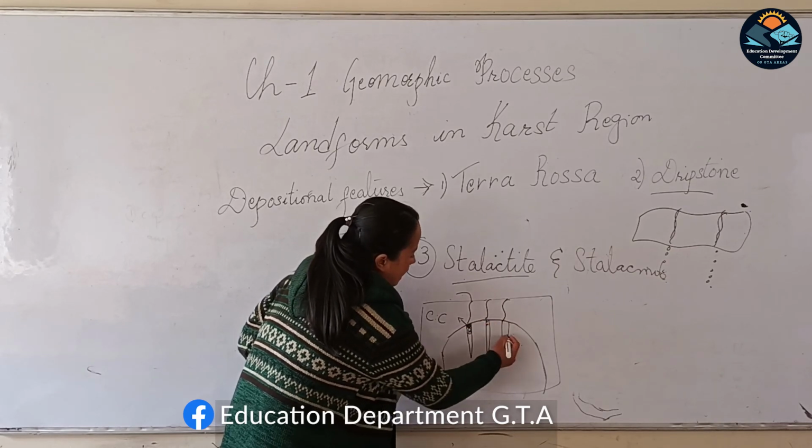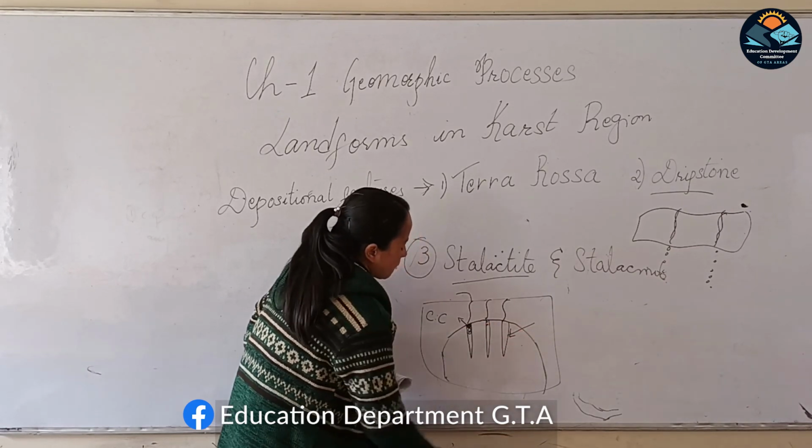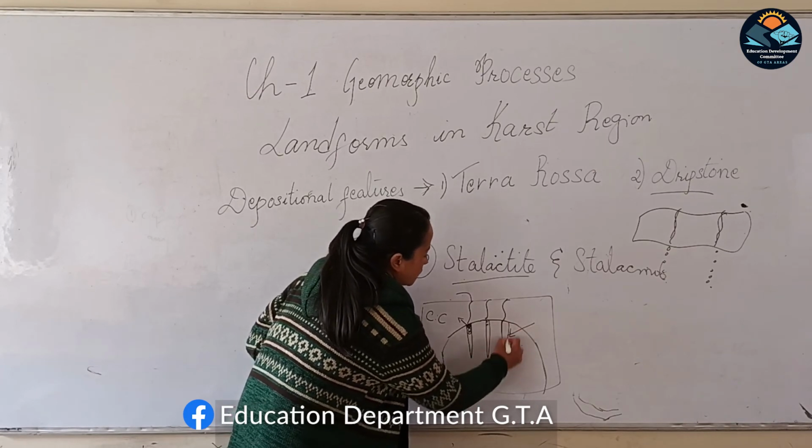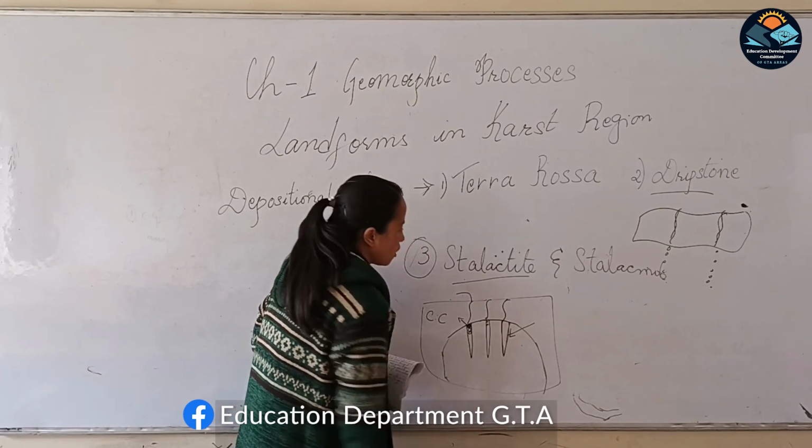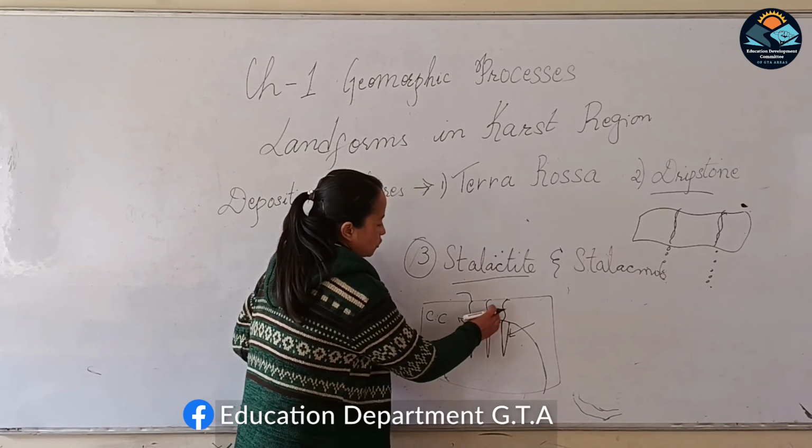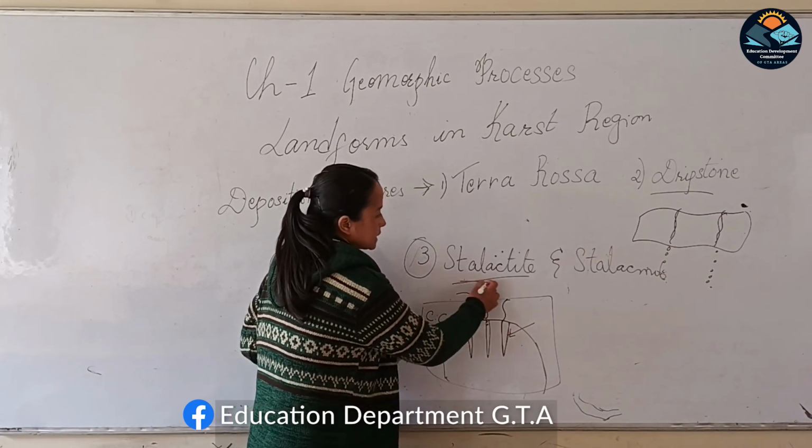These pillars which hang from the roof of the cave are known as stalactites.